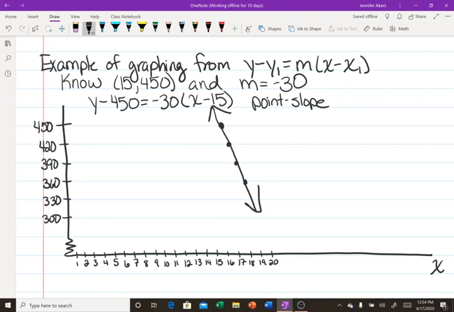Because actually what this is, you put gas in a gas tank and you can drive 450 miles on 15 gallons of gas. And your car is getting 30 miles per gallon. So for each gallon more you use, you're dropping the amount of miles you can drive by 30.